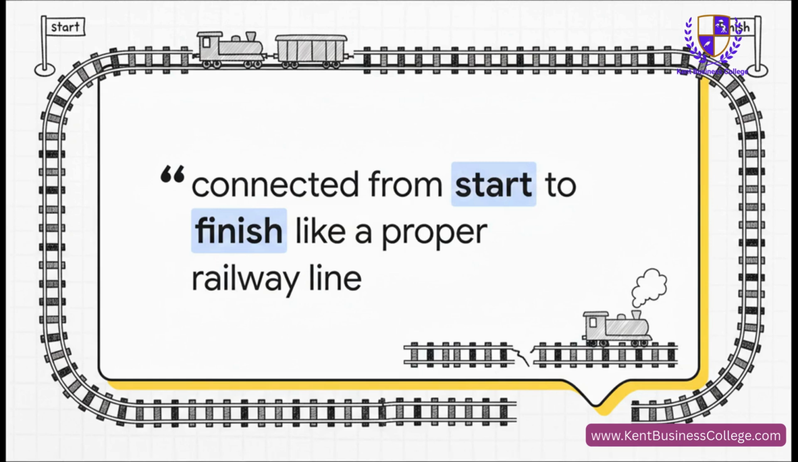Your schedule should be connected from start to finish like a proper railway line. Think about it: a single, unbroken track from the start of the journey to the final destination. There can be no gaps, no breaks, no little sidings that lead to nowhere. A train can't get to where it's going on a broken track, and believe me, neither can your project.